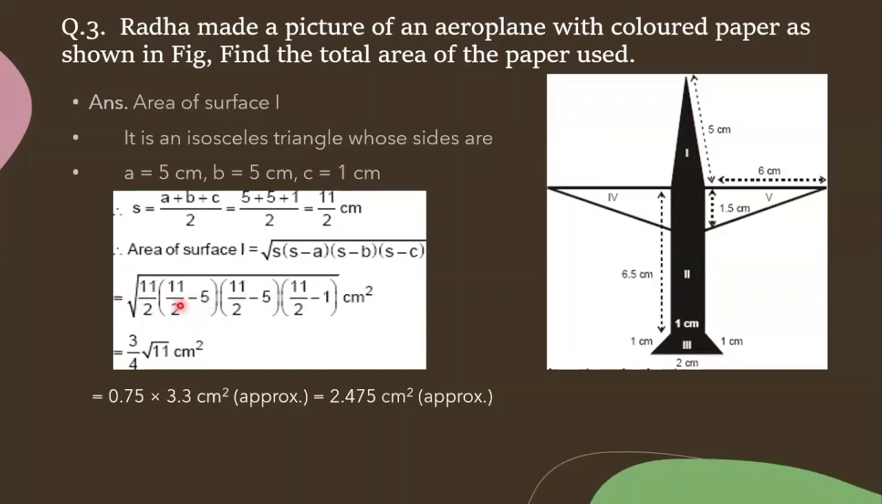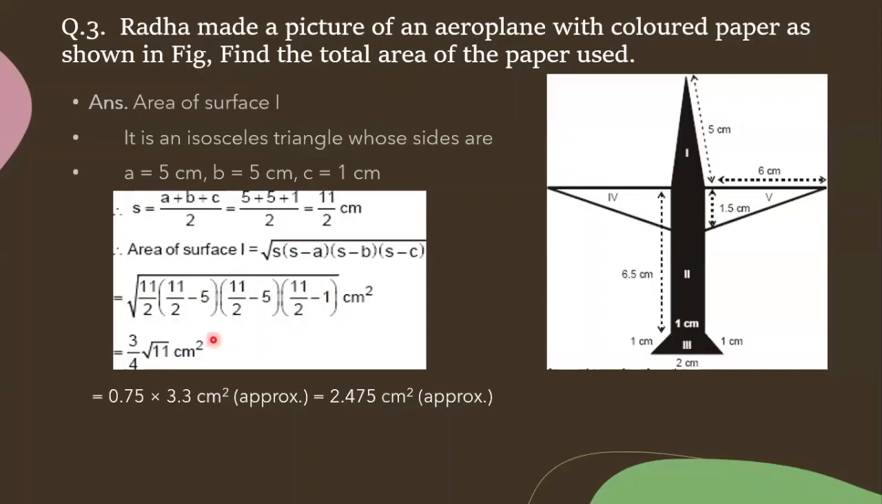So here, 11 by 2 minus 5. Here they have taken LCM. 11 minus 10 by 2 is 1 by 2. Same thing, 11 minus 10 by 2 is 1 by 2. 1 by 2 whole square is 1 by 4, I'll take it out. Then again here, 11 minus 2 by 2 is 9 by 2. Root of 9 is 3, so that is 3 by 4 root 11. Anyone have doubt here? No, ma'am.